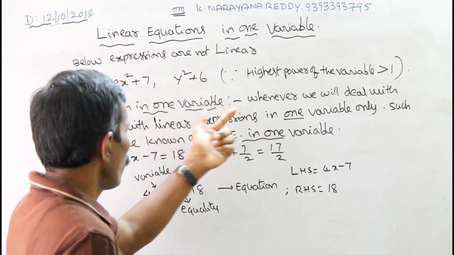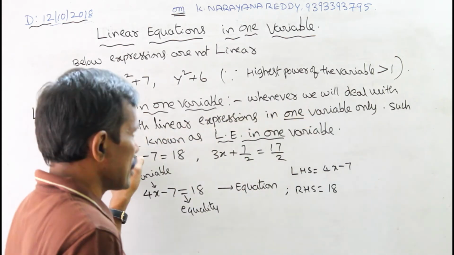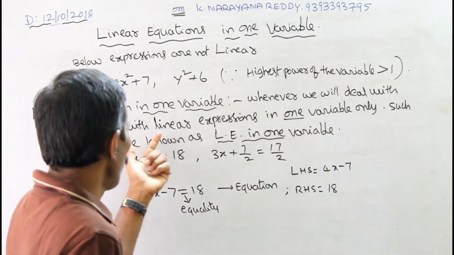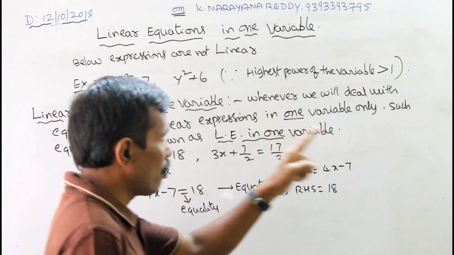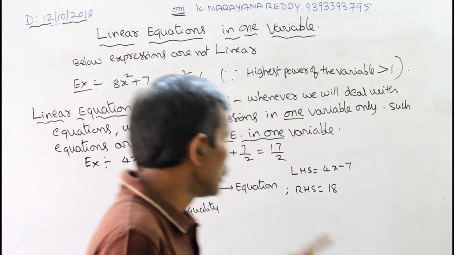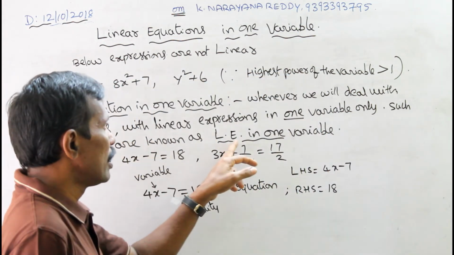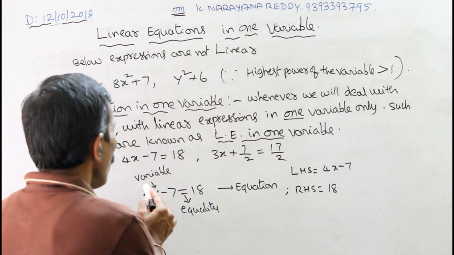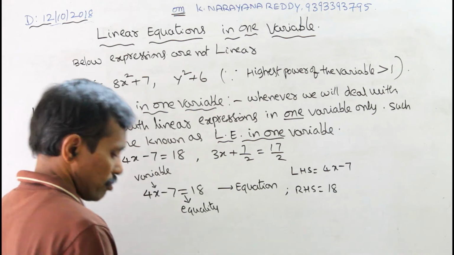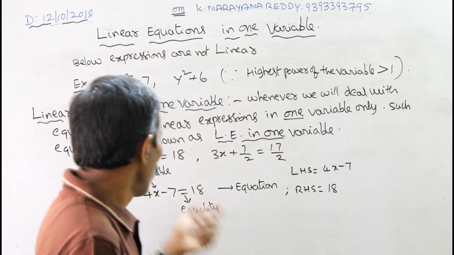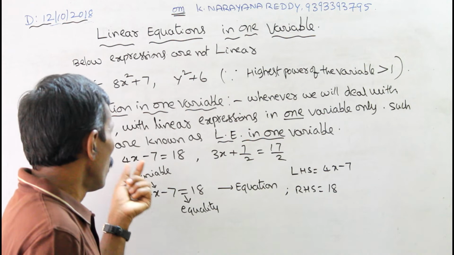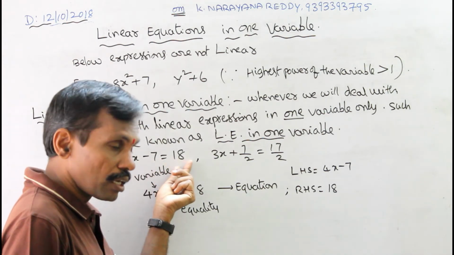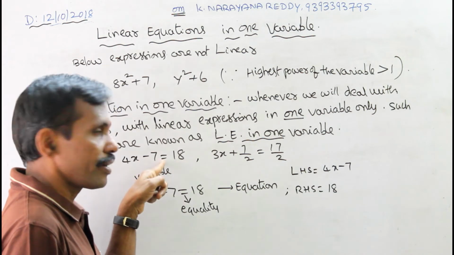whenever we deal with equations, that is, containing an equating sign, with linear expressions in one variable only, such equations are known as linear equations in one variable. Example: 4x minus 7 equals 18. 4x minus 7 is an expression, and 18 is another expression, which are equated with an equal sign.